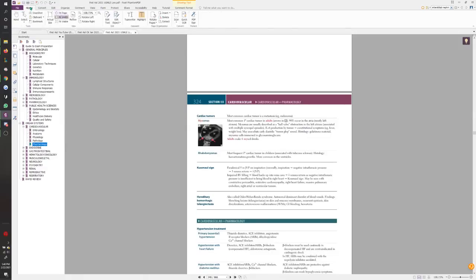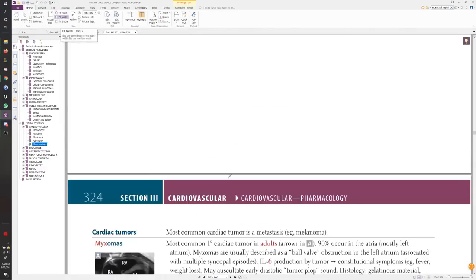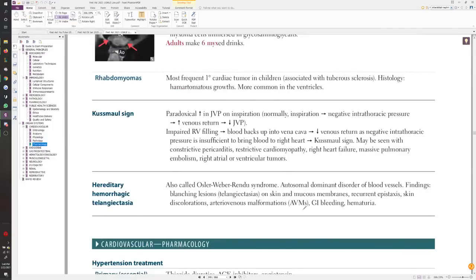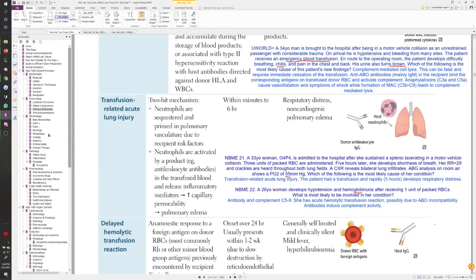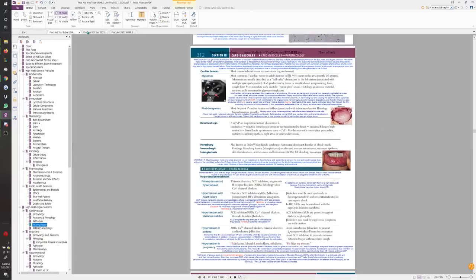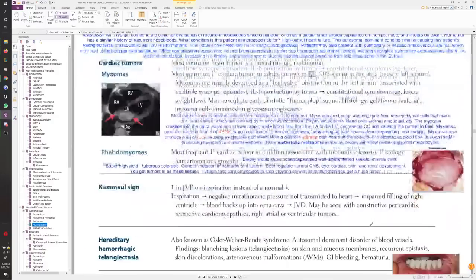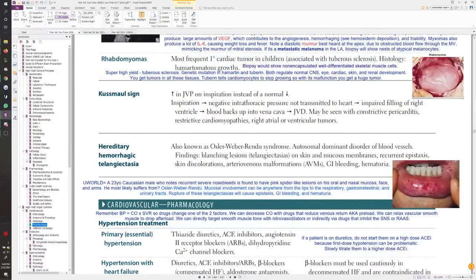Yeah, it's talked about. Even First Aid 2021 has it, but of course First Aid doesn't really have an image for it. So let's go to my First Aid. I put this picture right there to show you what they're talking about, right? These are the blanchable with pressure things they're talking about.